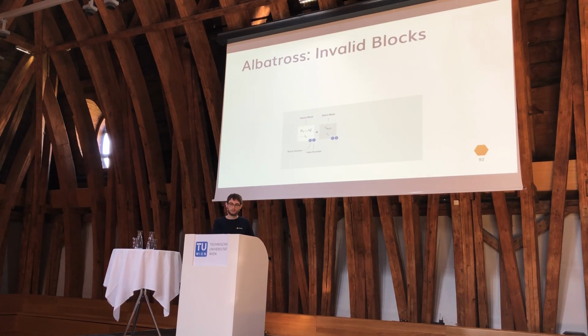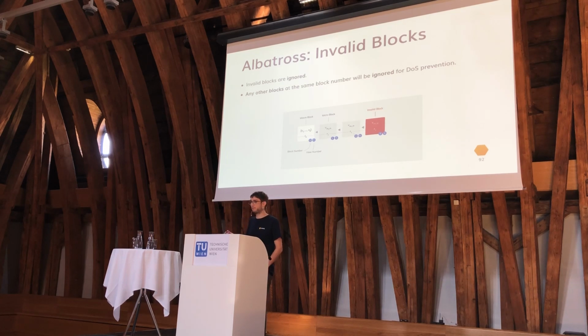So what happens when someone creates invalid blocks? In this case, these invalid blocks are simply ignored. And any other blocks at the same block number from this block producer will also be ignored for DOS prevention. Otherwise, you could just create multiple of these invalid blocks. This will also lead to a view change, because we won't accept any block from this specific block producer, even if it was valid, because it sent us one invalid block at this point in time. That will trigger view change mode, and after the view change, someone else will continue.